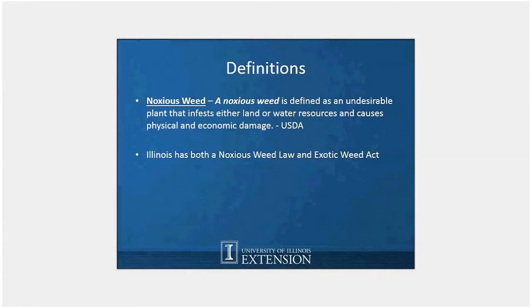One of the other things we wanted to be clear on is the concept of a noxious weed. There are quite a few different definitions, and according to the USDA, a noxious weed is an undesirable plant that infests either land or water resources and causes physical or economic damage. Illinois has both an Illinois Exotic Weed Act and a noxious weed law. With those, we are not supposed to distribute, sell, or put any part of those plants anywhere without a permit, if at all usable.